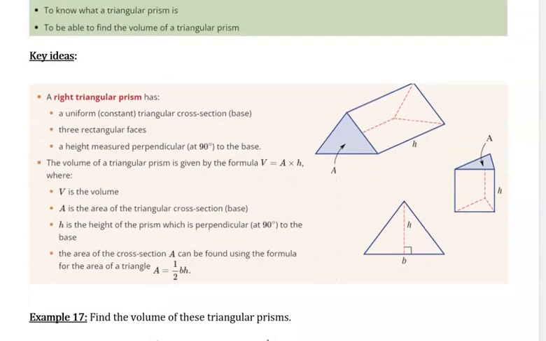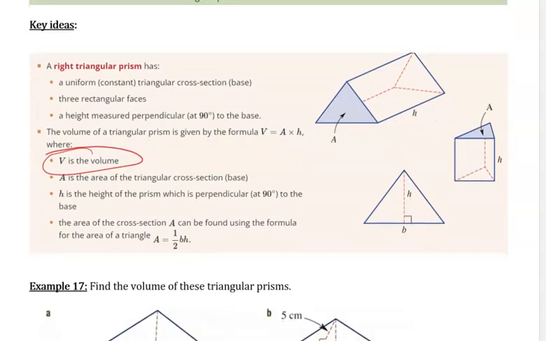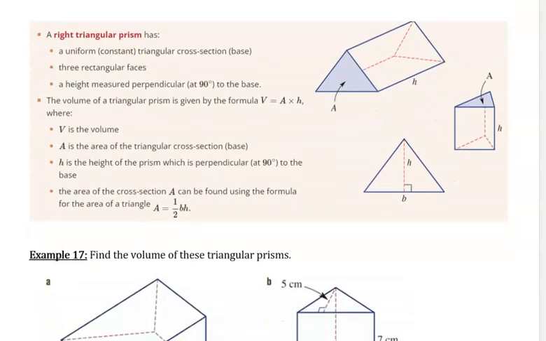So we'll start using some different terms. V is for volume, and because it's three-dimensional, volume is calculated in cubic units. And area, we're going to represent as A. So this is the area of that triangle flat surface, and we multiply that by height. H is the height of the prism, which is perpendicular, at 90 degrees. Okay, 90 degrees, like that.